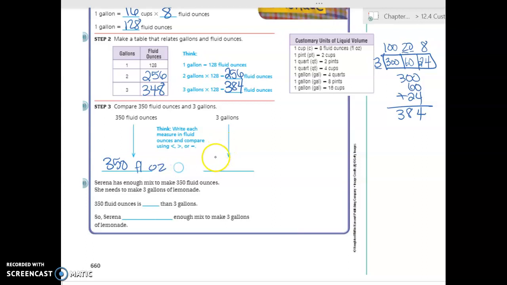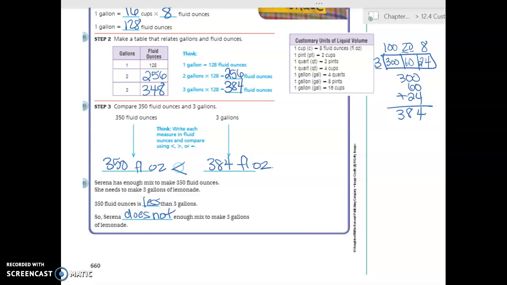And then right here, we know that 3 gallons has 384 fluid ounces after solving it. And we know that 350 is less than 384. So we can say right here, 350 is less than 3 gallons. So Serena does not have enough mix to make 3 gallons of lemonade.